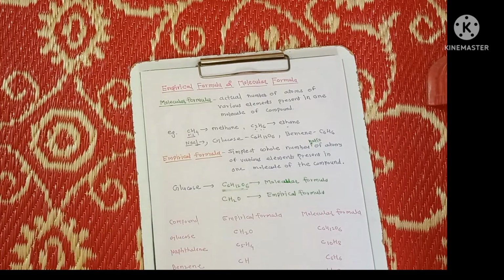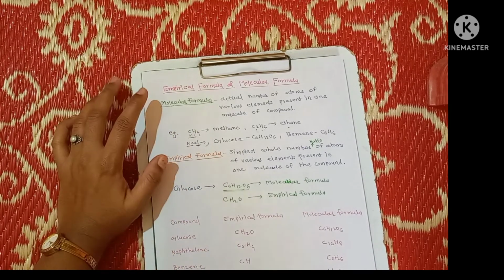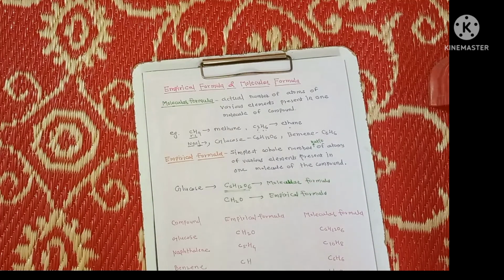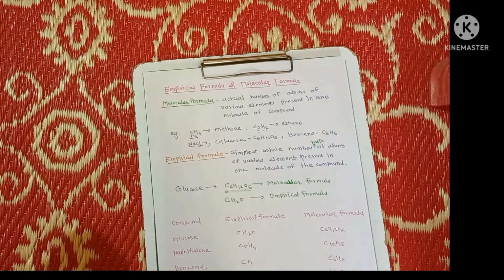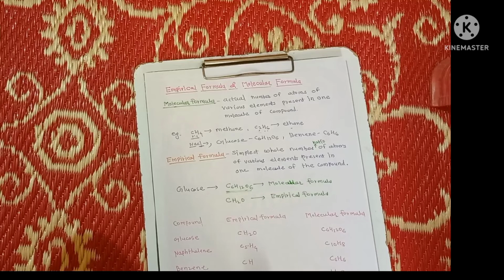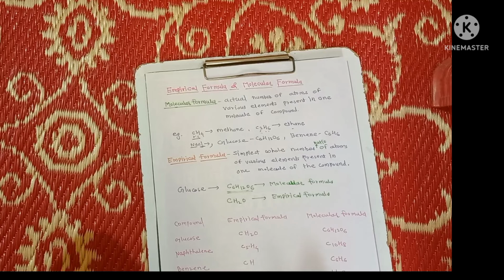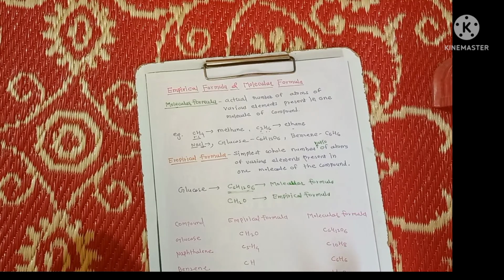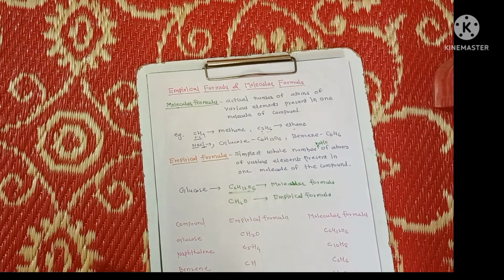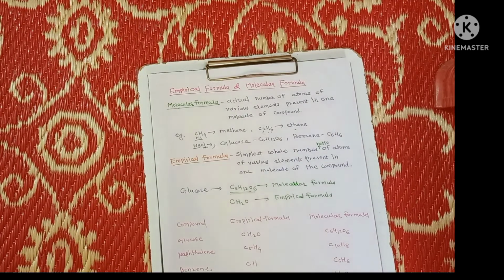Okay, so here with the help of this data we have to derive one formula, that is the relation between the molecular formula and empirical formula. The molecular formula is equal to N into the empirical formula. And this N is nothing but 1, 2, 3, from 1 up to the nth number.